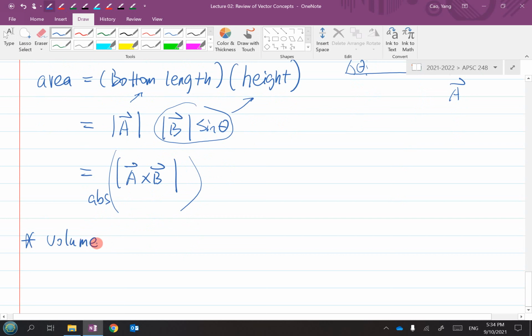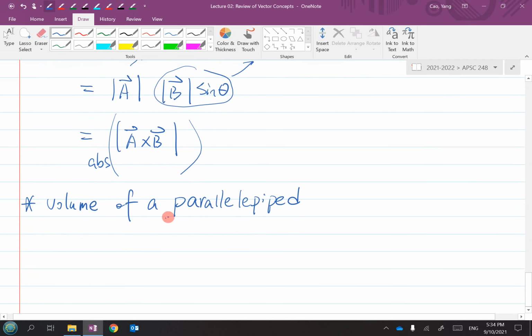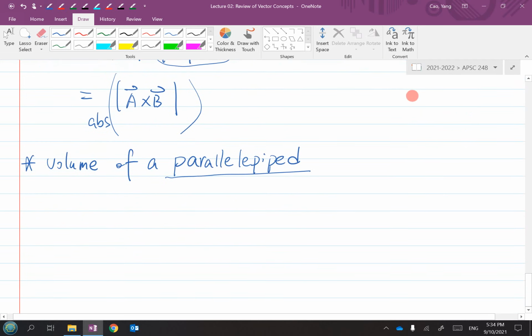So second example, I need this example for my next lecture, so they're all connected, is how do I calculate the volume of a so-called parallelepiped? The volume of a parallelepiped. So what this means is, I'll draw it right away here.